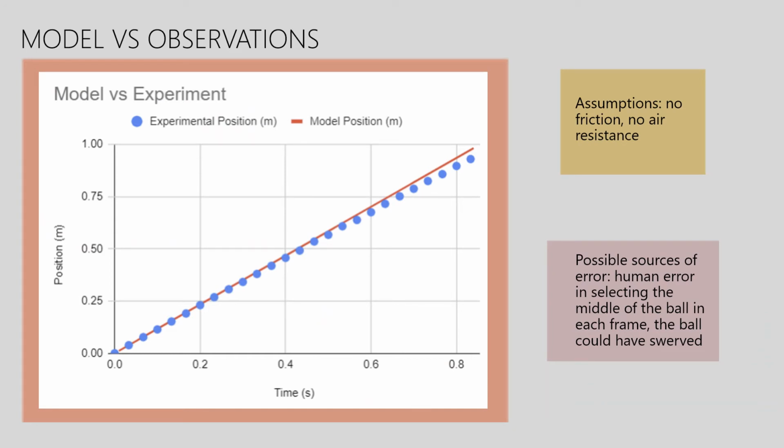As for the model versus the observations, like I said earlier, it's a fairly good model, but as time goes on, it gets worse because in real life, we have the friction force slowing the ball down, and in the model, we don't. Also, some assumptions were that there's no friction and no air resistance, which is obviously not true to real life. Some additional possible sources of error are human error in selecting the middle of the ball in each frame, plus the ball could have swerved and had a velocity in the z direction as well.